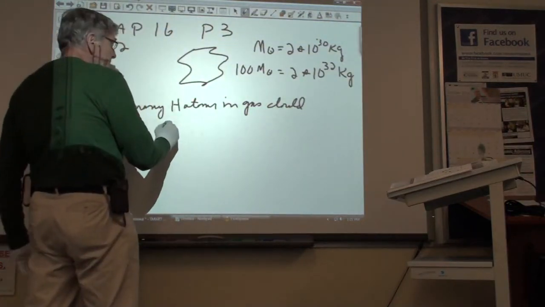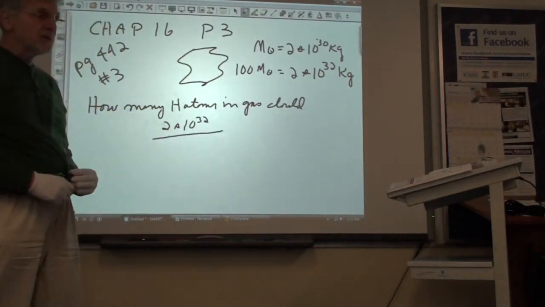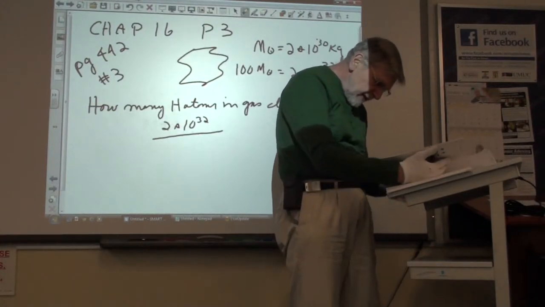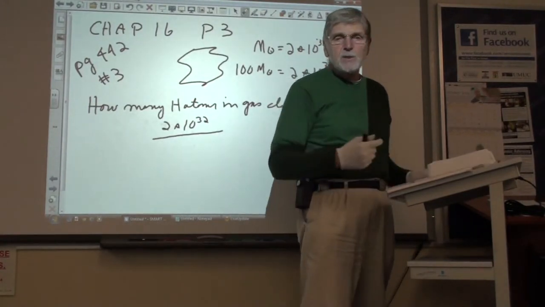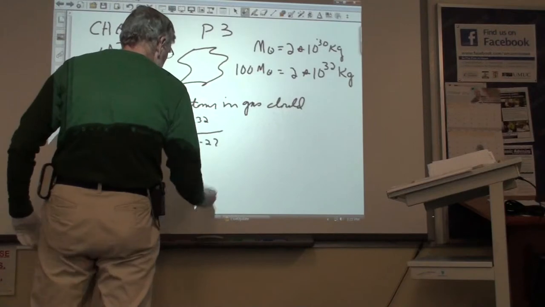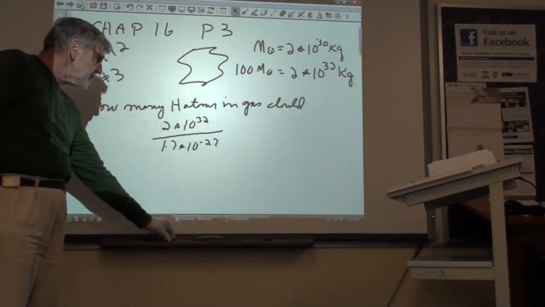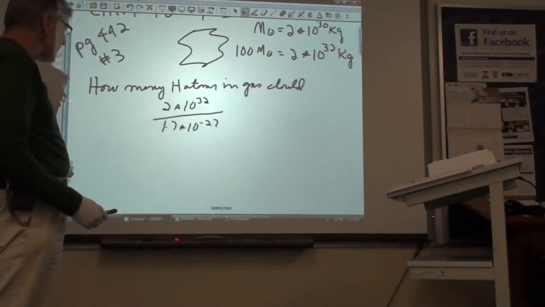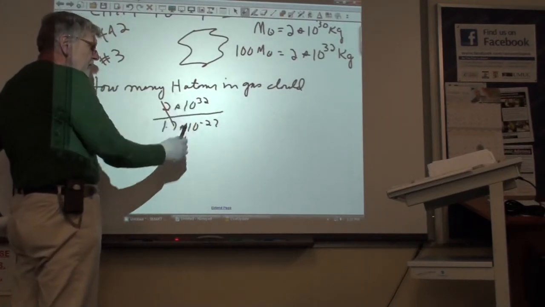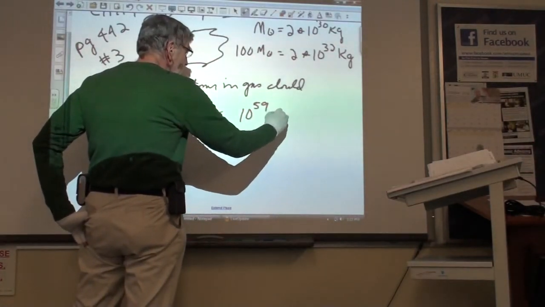Well, if we take the mass of the gas cloud, 2 times 10 to the 32, and divide it by the mass of a hydrogen atom, which is given to us on page 313 as being 1.7 times 10 to the minus 27. This is the mass of one hydrogen atom. This is the mass that's available. So if we divide the mass of one hydrogen atom into the mass that's available, we get the number of hydrogen atoms. These will roughly cancel out. And when you have a 32 on the top and a minus 27 on the bottom, then it's a 10 to the 59 atoms.